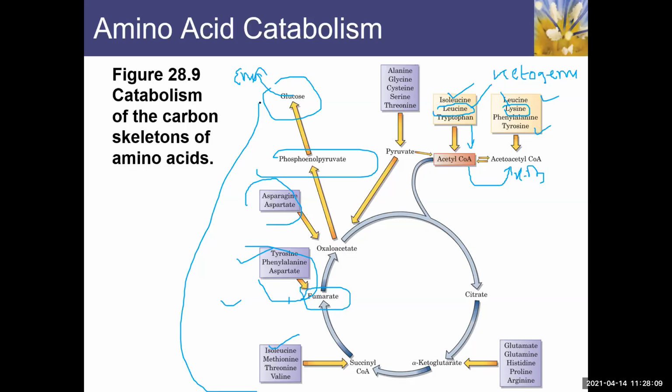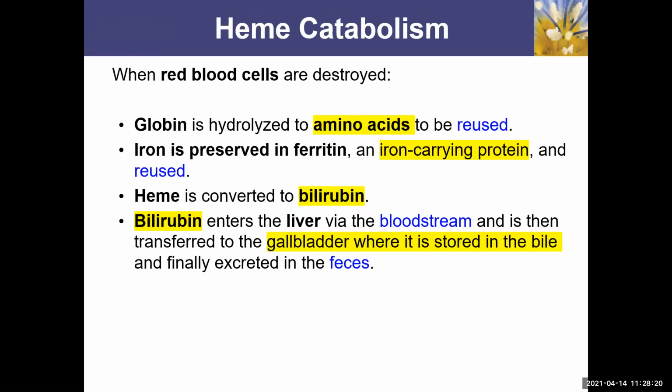So this chapter was based on not only how carbohydrates are used as a source of energy, but how proteins as well as the lipids are also used as a source of energy. And the last slide is, as you already know from chapter number 10, RBCs, how they are metabolized. Globin can be converted into amino acids. Iron can be saved in the form of what? Ferritin, a protein. And the heme can be converted into bilirubin, right?